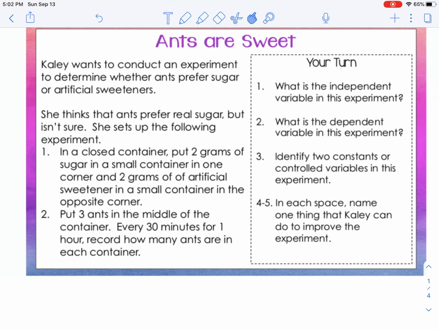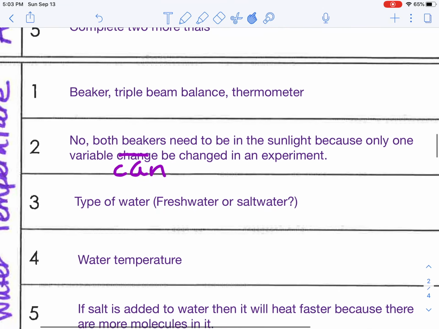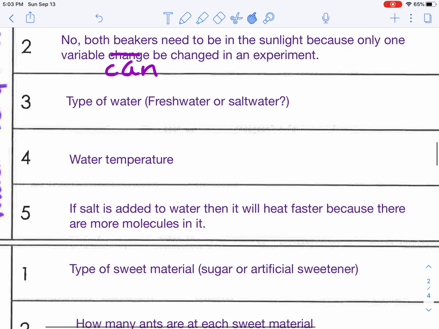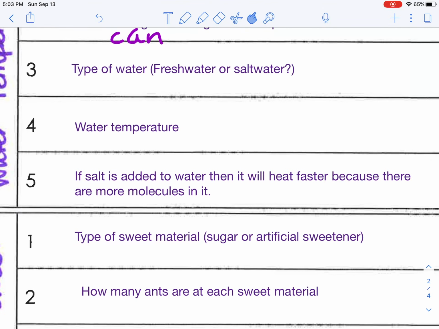What is the dependent variable? So what is it that we are going to try to measure here? We're going to measure how many ants are at each sweet material.